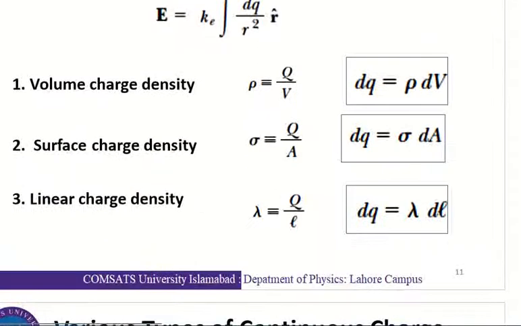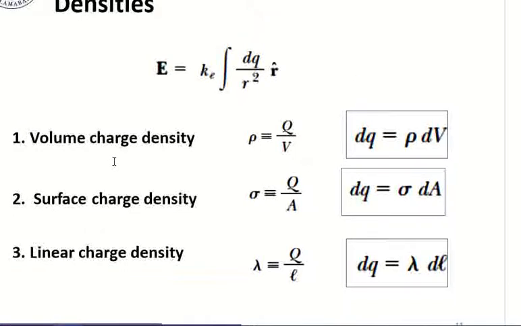For example, if we have a volume charge, like this that we have seen here. If we have a volume distribution, we will use volume charge density, and volume charge density we will designate with rho, and that would be equal to charge divided by the volume of that element. Second situation can be that we have some charge on some surface area, and for that case we will use this sigma sign, and that will be the surface charge density, obtained by dividing charge with area.